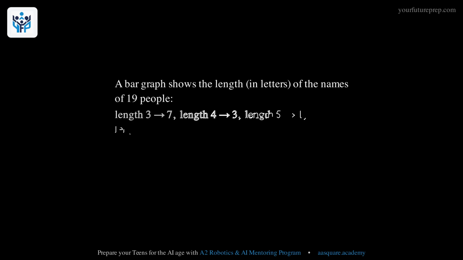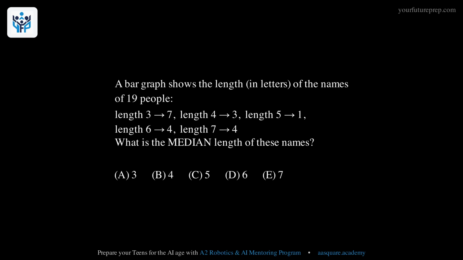The following bar graph shows the length, in letters, of the names of 19 people. 7 names have 3 letters. 3 names have 4 letters. 1 name has 5 letters. 4 names have 6 letters. And 4 names have 7 letters.